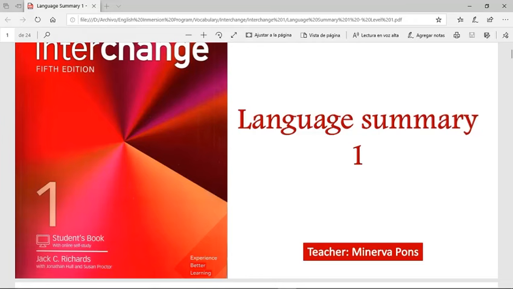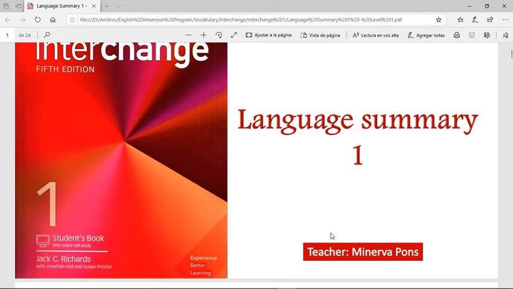Today we're gonna start the new book, the level 1 of Interchange 5th edition. And as always, we're gonna start with the language summary, the vocabulary that we're gonna be using for this unit. Again, this presentation was made by the teacher Minerva Pons.